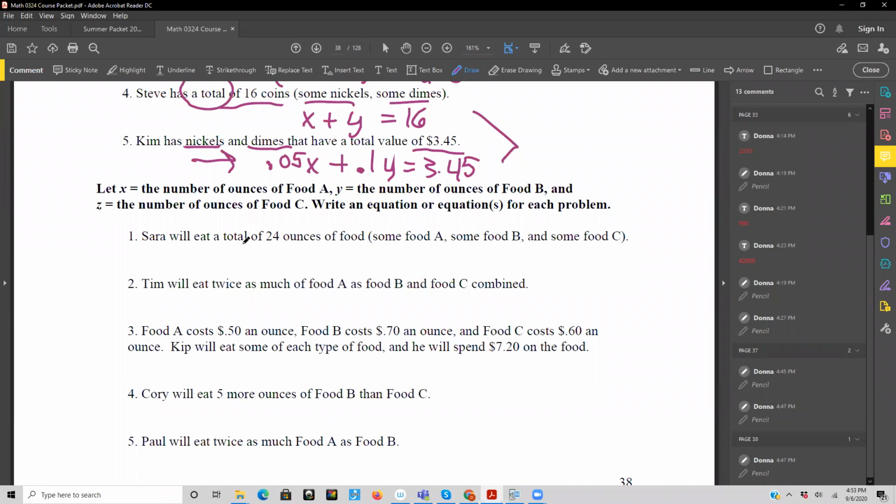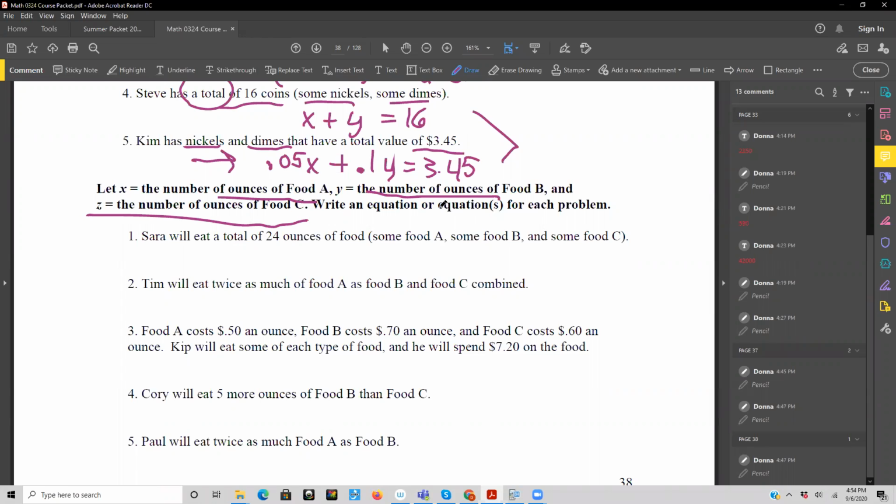All right, so let's see. Let X be the number of ounces of food A, Y be the number of ounces of food B, and Z be the number of ounces of food C. Write an equation for each problem. Okay. So I would love to have used A, B, and C, but they're using X, Y, and Z.